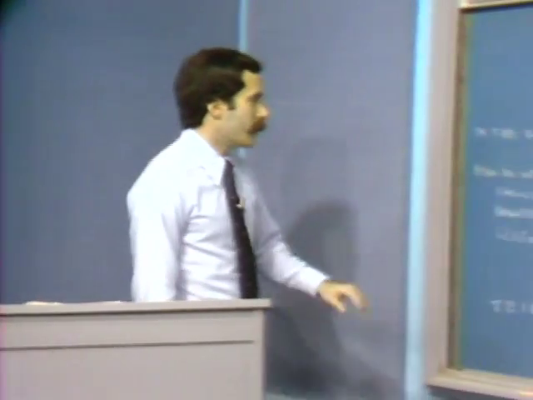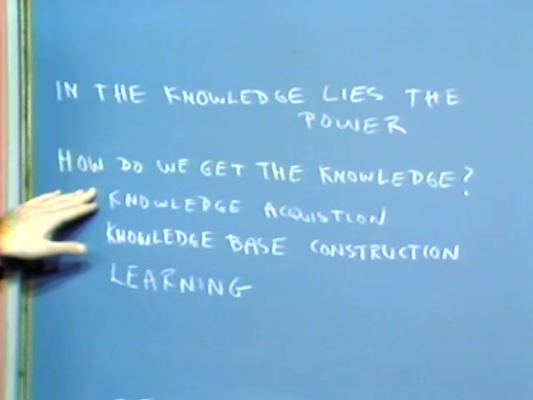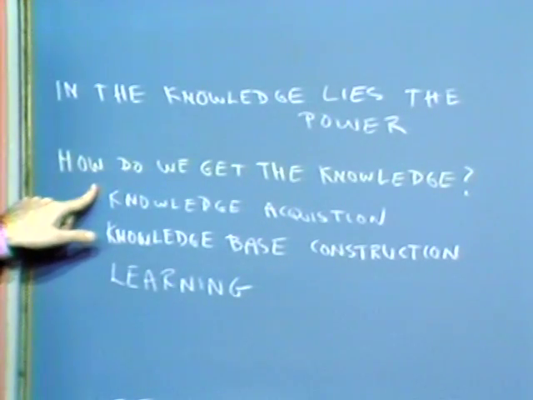Throughout this series of lectures, one of the themes we've come back to repeatedly is the notion that in the knowledge lies the power. Well, that of course brings up an obvious question. If it's in the knowledge that the power lies, where then do we get the knowledge? That is, how are we going to be able to build up the stores of knowledge that we believe are needed in order to make these sorts of programs work?